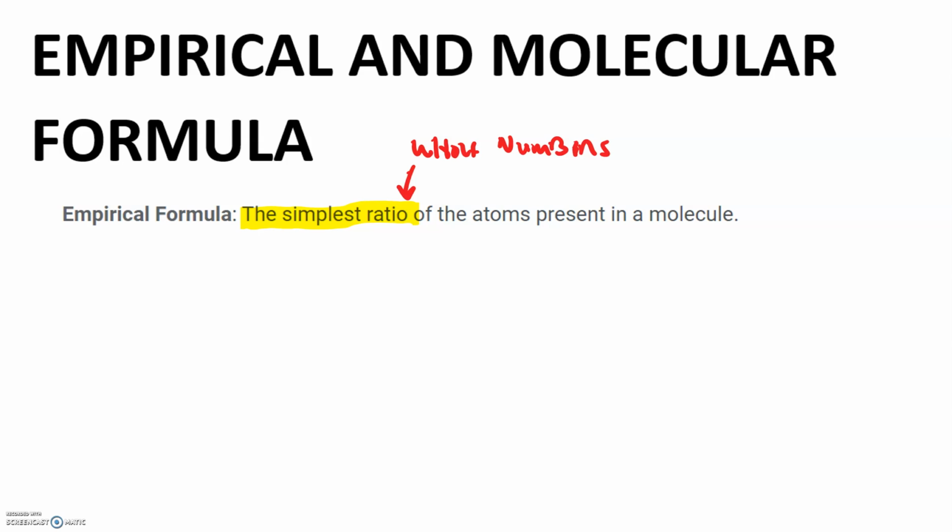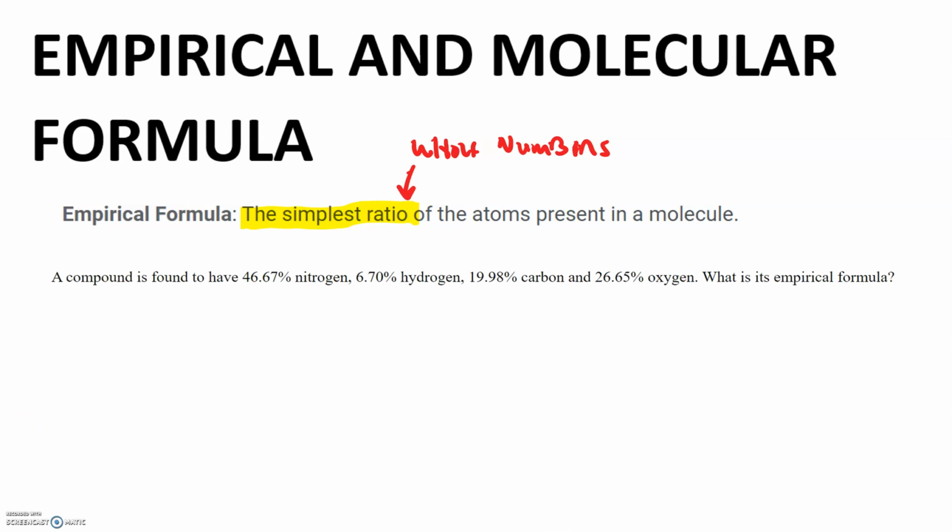The molecular formula is a little different. We'll get into what that is. But when we are attempting to calculate the empirical formula, all we care about is the simplest whole number ratio. Now let me give you an example of what it is that we're talking about, and I'll show you how we do this. So here's the type of question you can expect to be asked.